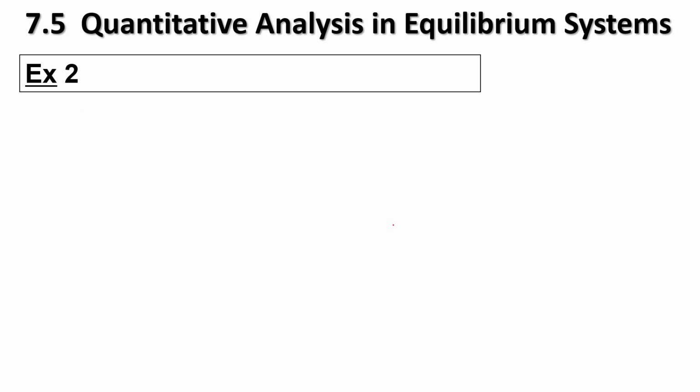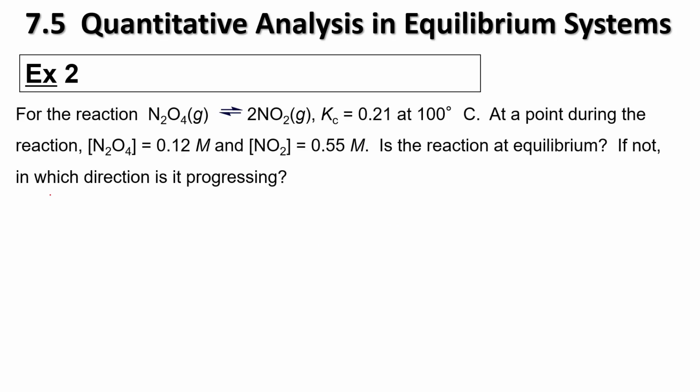Let's take a look at another example here. So we've got a reaction, and we do have a 2 involved this time. And at equilibrium, we've got a K value of 0.21. So we don't know if we're at equilibrium in this reaction. We've got 2 concentrations given. So we're going to figure out here, are we at equilibrium or which way is this system going to shift?